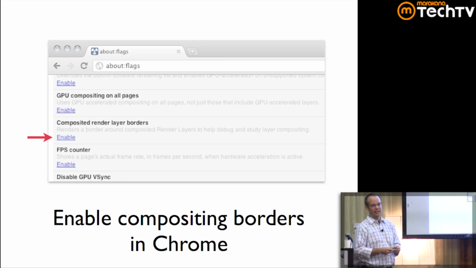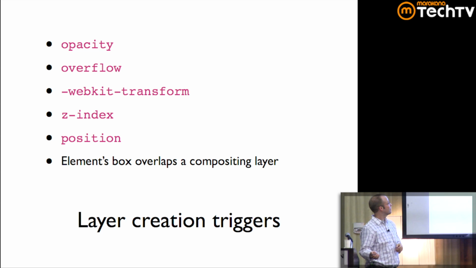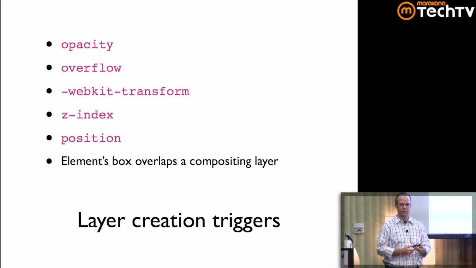If you jump into About Flags, you can go in there and turn them on. But what you miss, actually back here, is a number in the top left corner. That number is really important. That number shows the number of times that layer's content was recalculated, the number of times that it changed. For instance, before we get there, layer creation happens using CSS triggers.